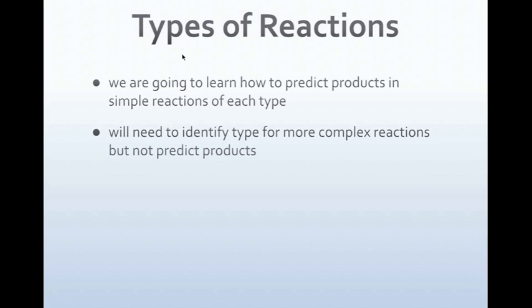And we're going to look at each type of reaction, so the 5 basic types. And for this, we'll need to identify the types for more complex reactions, but not predict the products. Okay, so basically here we're just looking at very simple reactions to predict the products from, and then in the more complex ones, we won't have to predict, just label what they are.